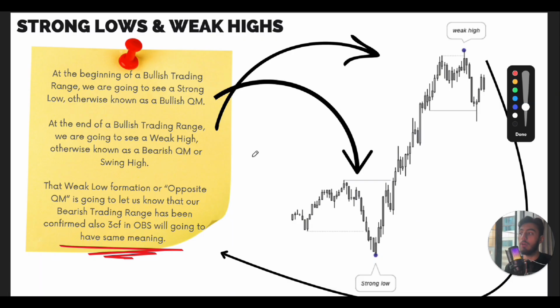Okay, so for the weak high, we can see a bearish QM, we can see a three candle confirmation. The weak high formation, I should fix this, or opposite QM is going to let us know that our bullish trading range has been confirmed. Also, three candle confirmation inside the obstacle is the same. So for the bullish trading range, it's so important to first get a strong low formation or bullish QM. Then we're gonna get the weak high. So the weak high can be a bearish QM or three candle confirmation. So this is how the bullish trading range is going to work.